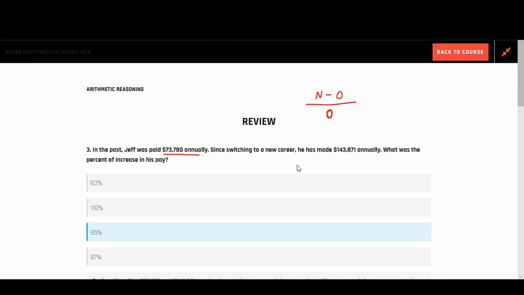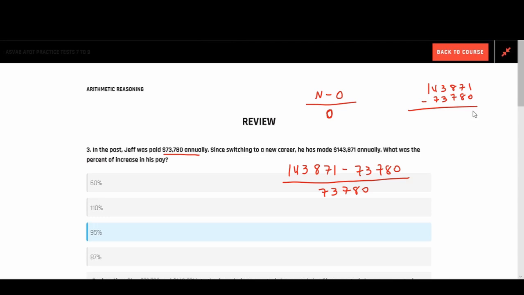So in this case, that's going to look like this: 143,871, that's his new salary, minus 73,780 over 73,780. So let's go ahead and work this out. Again, we have 143,871 minus 73,780. Subtract. 1 minus 0 is just 1.